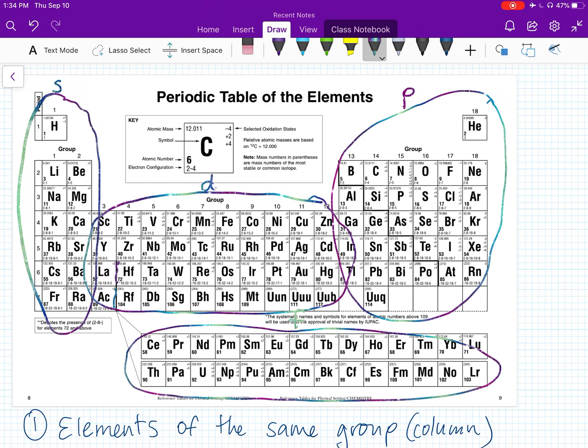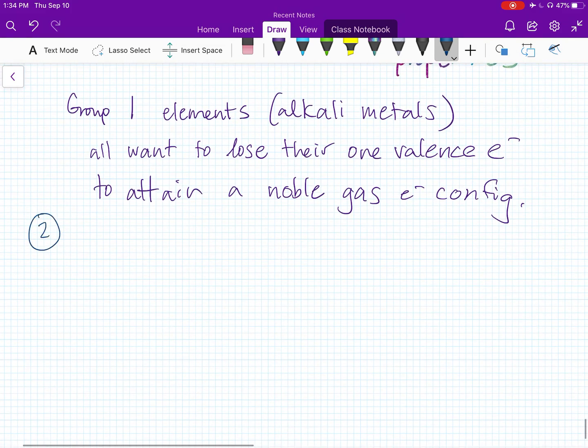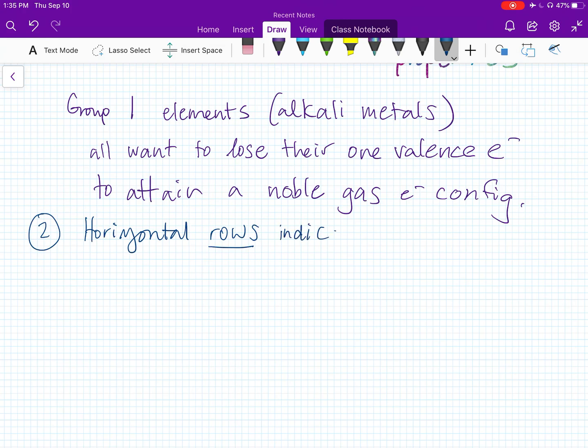So we call groups 1 and 2 the S block. We call groups 13 through 18 the P block. Groups 3 through 12 are the D block. And the lanthanides and actinides are the F block. So, just to make sure that we understand that, I want to say it again to emphasize that horizontal rows on the periodic table, so not columns, but the rows, indicate the filling of the sublevels.